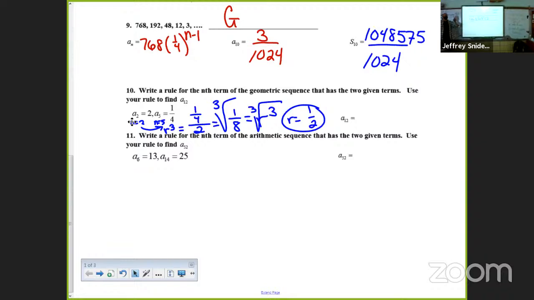The only thing I need is the first term. The easiest way to do this one, since I've given you the second term, is to go from here to here, where we multiply by 1/2. So to go the other way, I'd have to multiply by 2. So the first term would have to be 4. 4 times 1/2 is 2. 2 times 1/2 is 1. 1 times 1/2 is 1/2. 1/2 times 1/2 is 1/4. That's how that's working. So the rule for number 10 is a sub n equals 4 times 1/2 raised to the n minus 1.